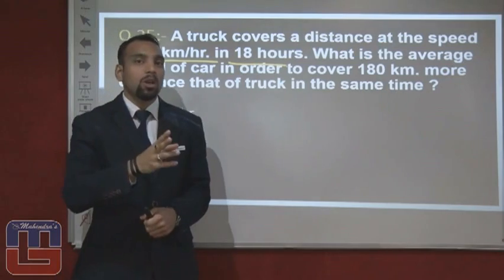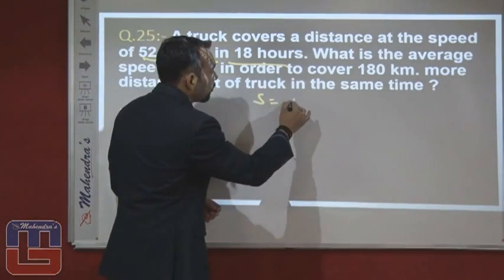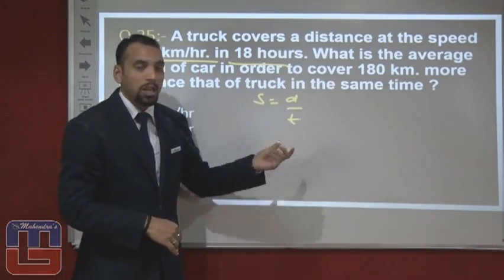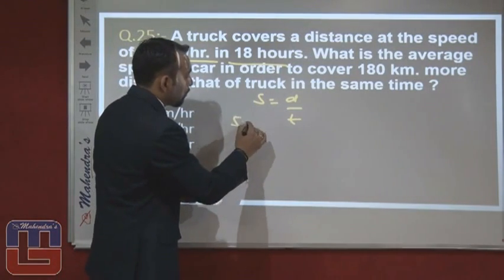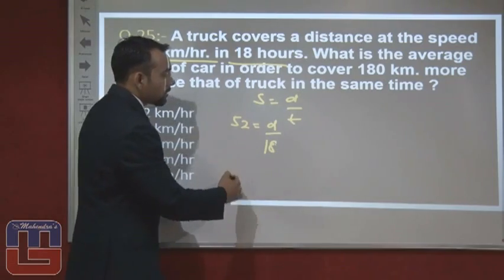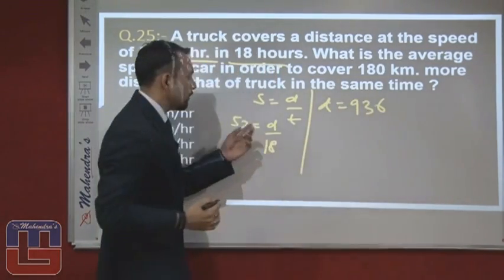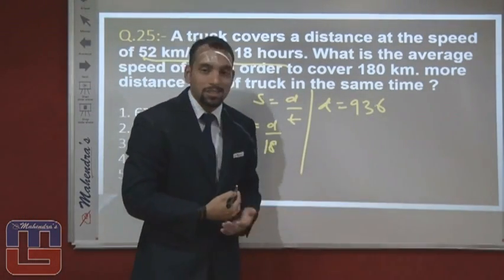Now firstly we will calculate the distance traveled by the truck. Now see, speed is equal to distance by time. Speed is given, time is given, so we can easily find the distance. Now see, 52 and here distance, time we have been given how much? 18. So distance will be equal to how much? Multiply this and you will get 936. So the distance will be 936 km.